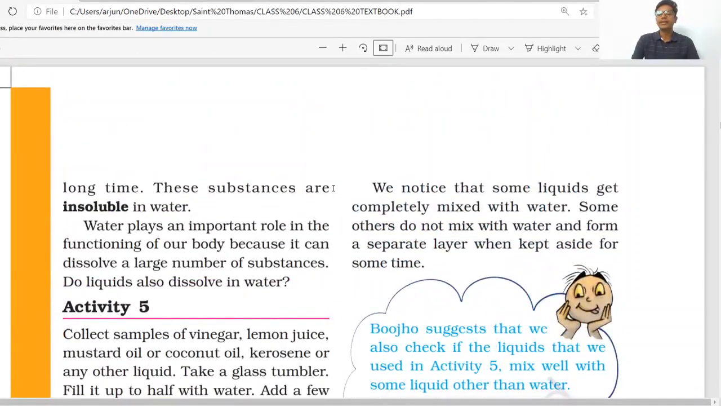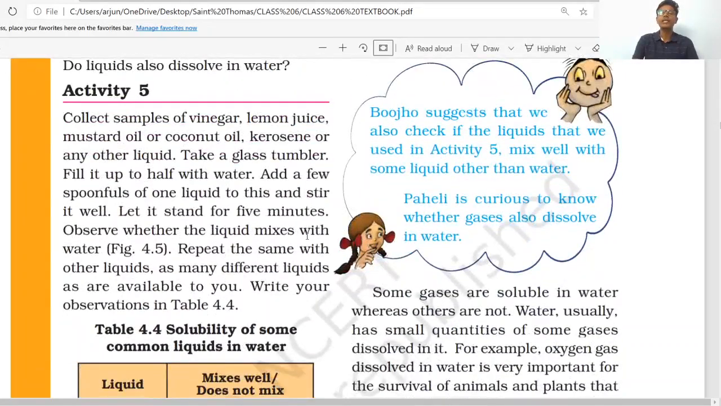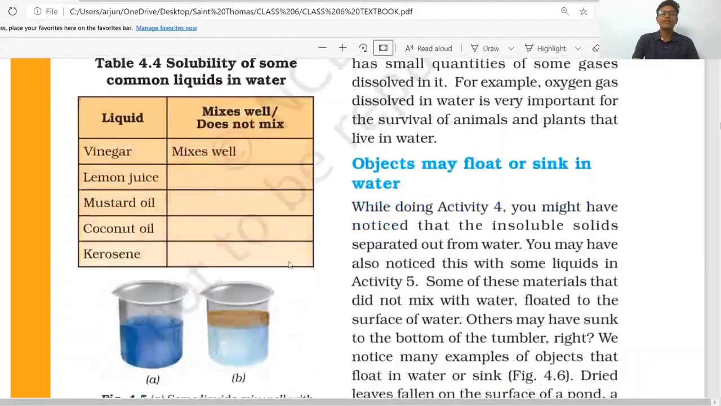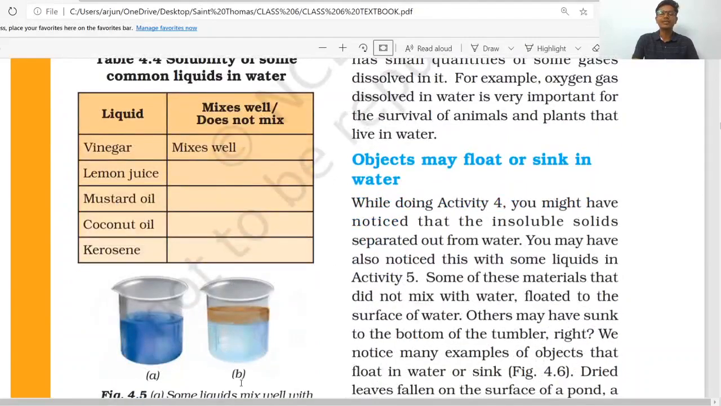After you complete this activity, you will notice that some liquids get completely mixed with water, while some others do not mix with the water and form a separate layer when kept aside for some time. Some liquids will mix well and some will form a structure like this. They will form a separate layer.